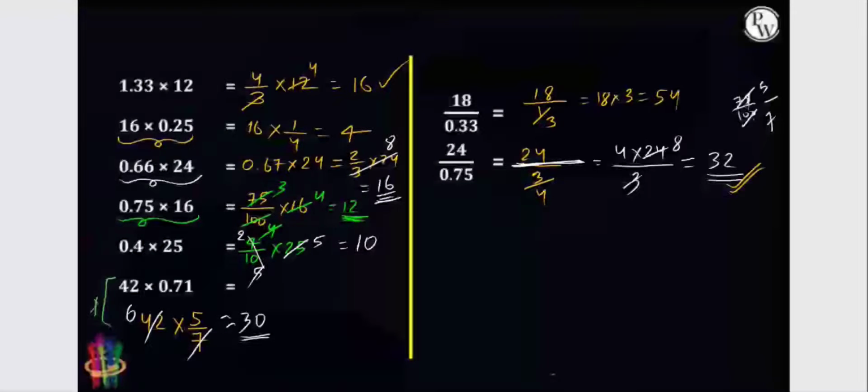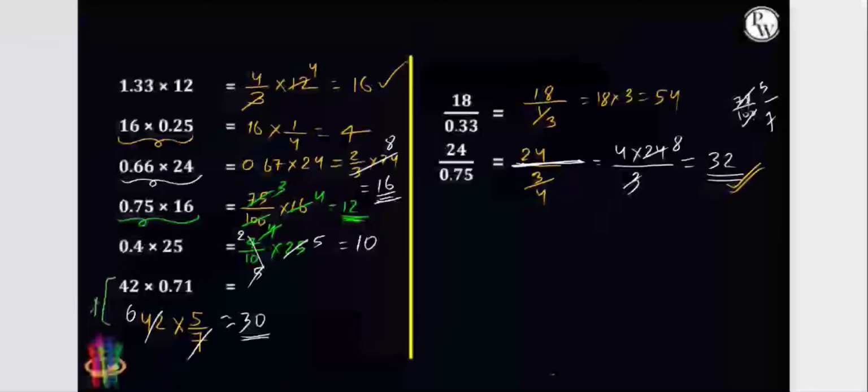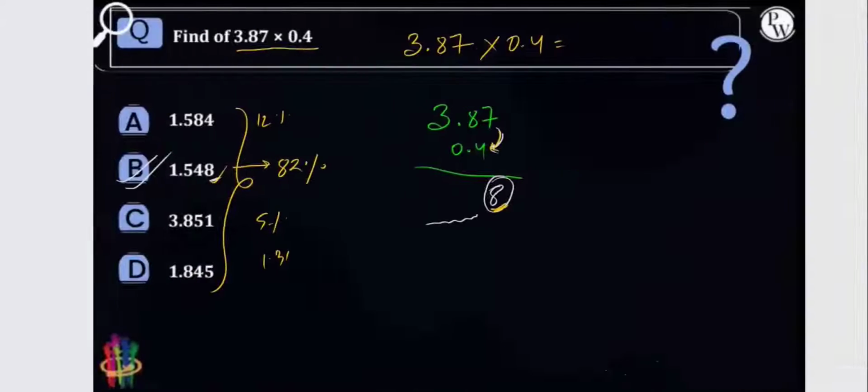And 18 by 0.33, it's like 18 by 1 upon 3. 18 into 3, 18 3s are 54. Then 24 by 0.75, it's like 24 4s are 3 8. You just have to do this simple calculation.